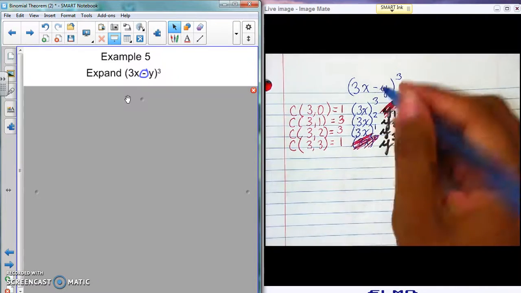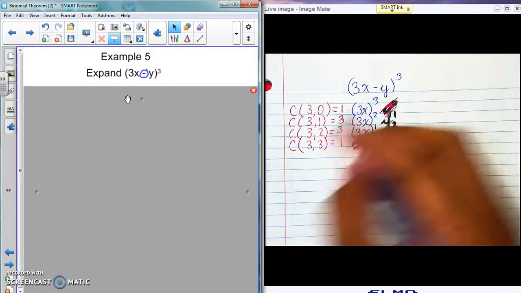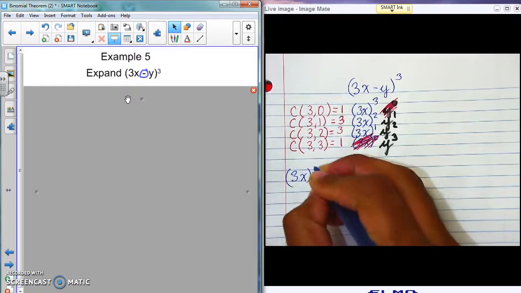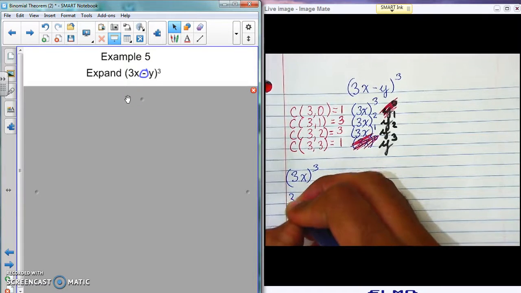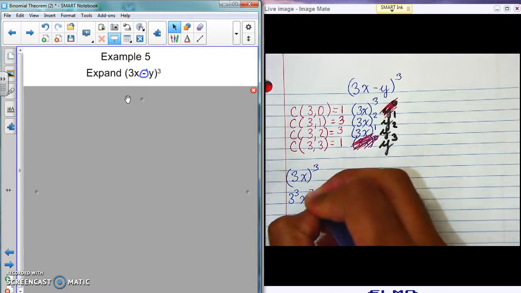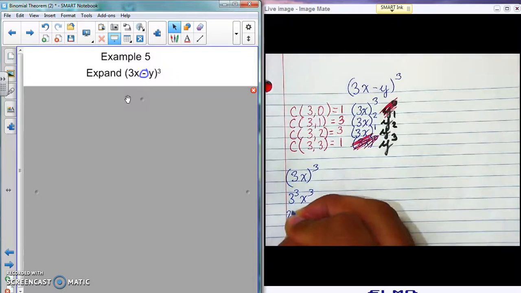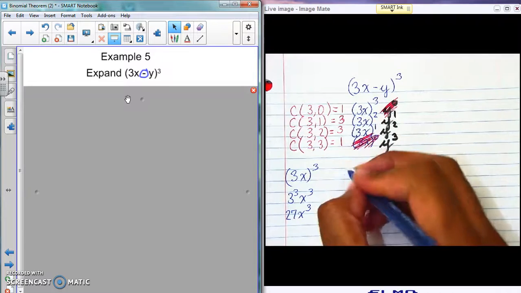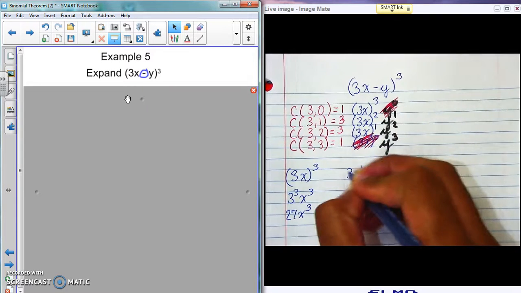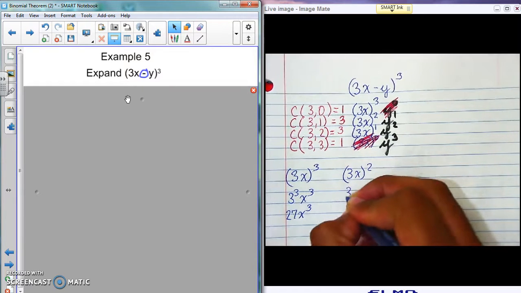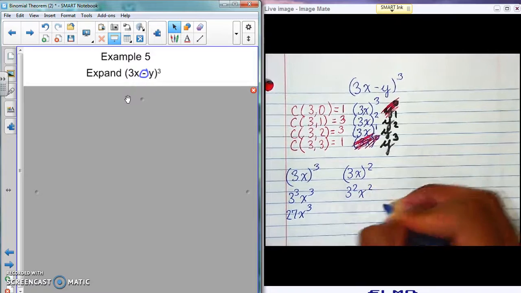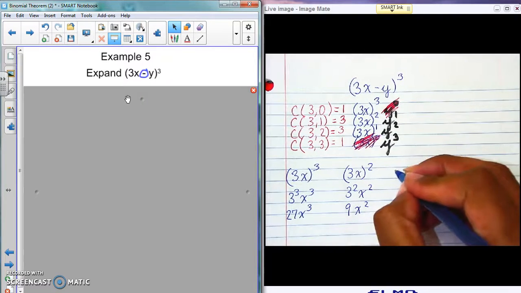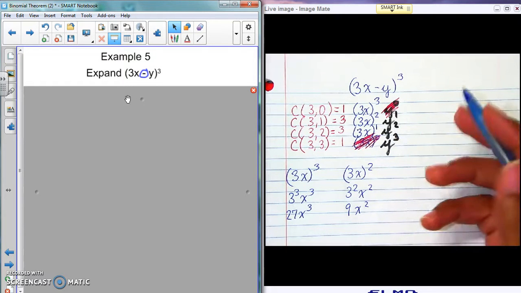All right, and again, make sure when you do these parts, you raise both of them to the third power here. So that's 3 cubed x cubed. So that's 27x cubed. For the next one, 3x squared. So the 3 gets squared and the x gets squared. So 9x squared. Then for the last one, that's 3x because it's to the first power.